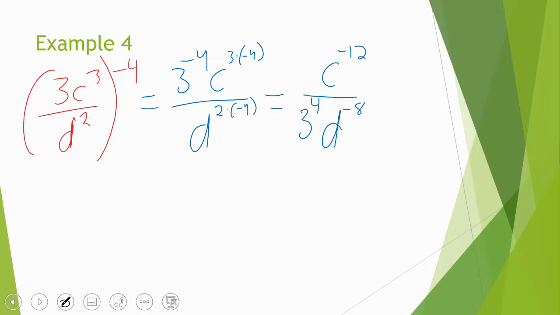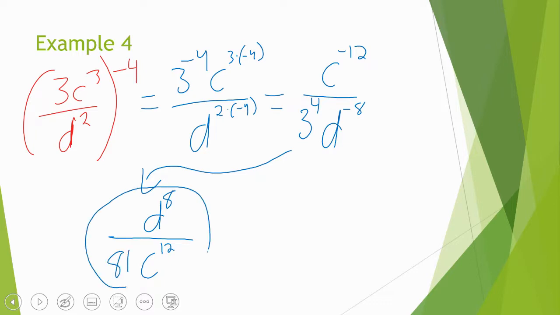Now we got some simplifying to do and some flipping to do. So we're going to move over here. Okay. So let's look at that c term. If we have a line here, that c term will actually move to the bottom. Again, that negative was the inverse, moves to the bottom. The d term will move to the top. And then we know that 3 to the 4th is 81.